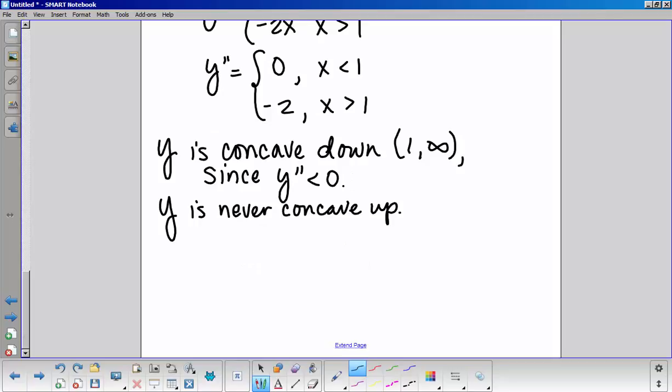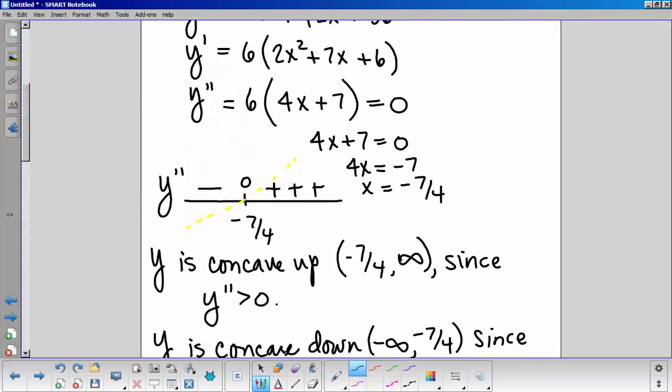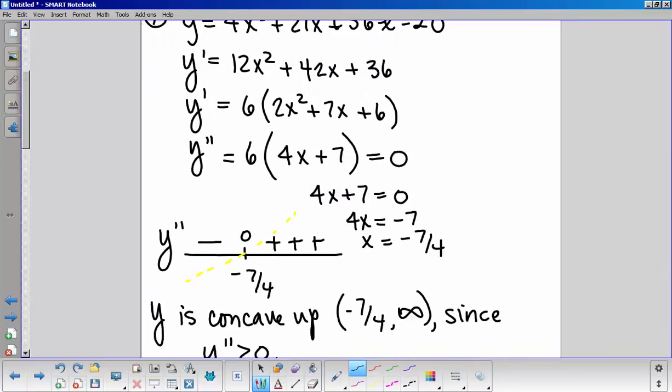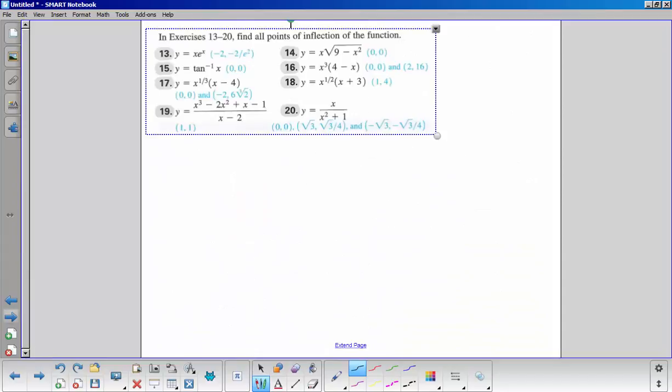Okay, let's see here. The next one, 13. I think that's on the next screen, right? Yes. Find all points of inflection. We have 13 here. It's y equals x e to the x. I need the second derivative, so let's find the first.